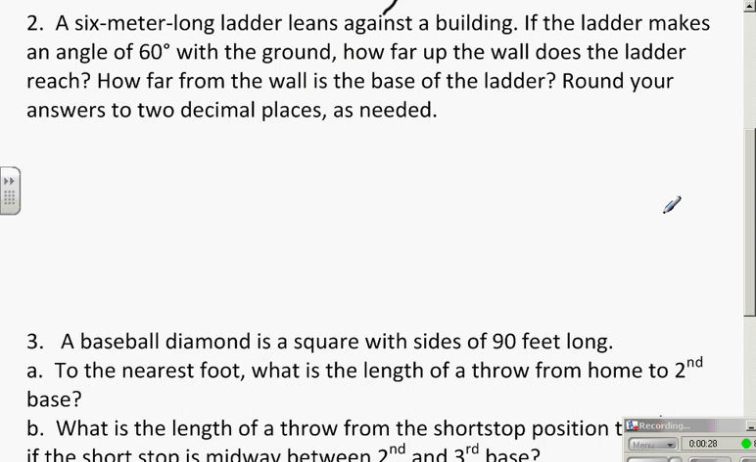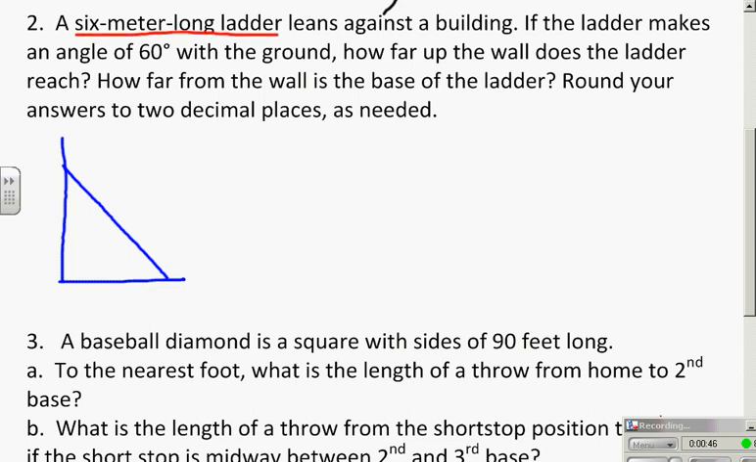Now remember, when we're talking lengths, we go ahead and use decimals because it doesn't make sense to talk about the square root of 3 feet. We don't measure that way. So what is my picture? Here's my building. Here's my ladder. Now, what information am I given?